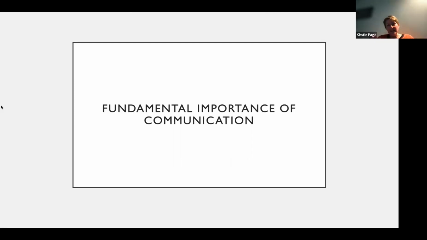So within the session, we'll focus on those two skill strands, the strategies that can help, and just some practical ideas and things to consider.